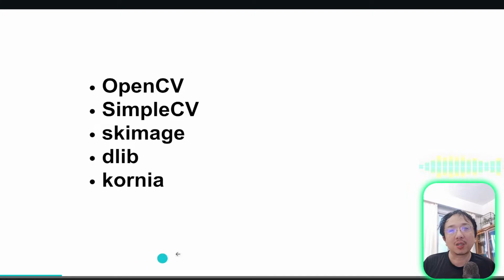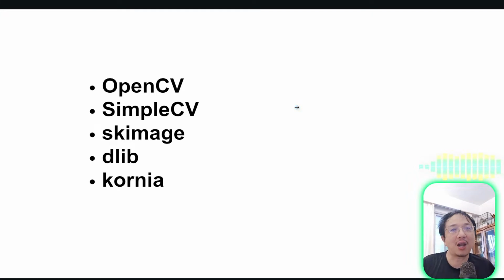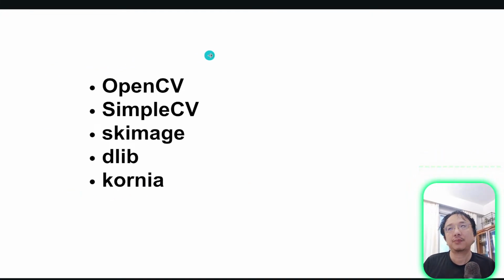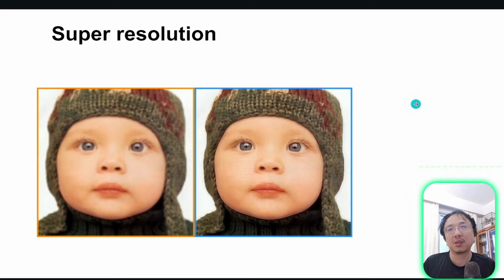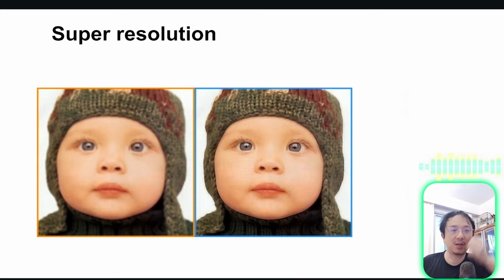A lot of these works you can find in libraries like OpenCV or skimage. There are other libraries, including SimpleCV, dlib, and Kornia that we introduced in the PyTorch ecosystem. So let's see certain typical tasks in the field of computer vision.